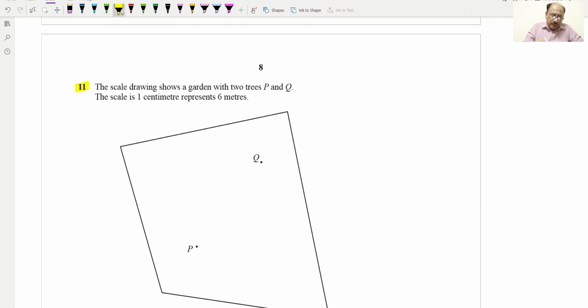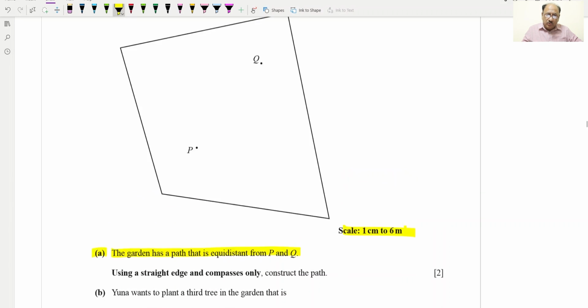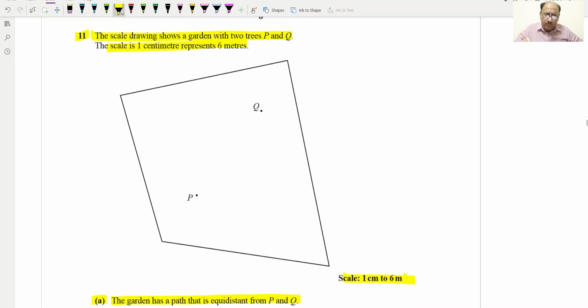Question number 11. The scale drawing shows a garden with two trees P and Q. The scale is 1 centimeter represents 6 meters, and this is the drawing provided. Scale is 1 centimeter to 6 meters. Part A: the garden has a path that is equidistant from P and Q. So equidistant from P and Q will be what?